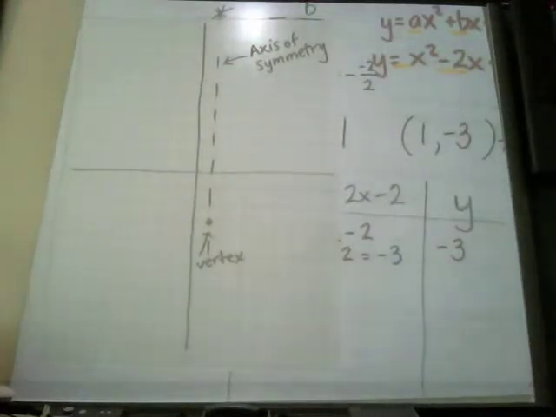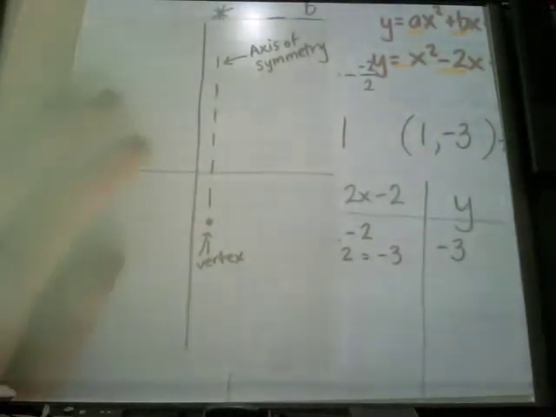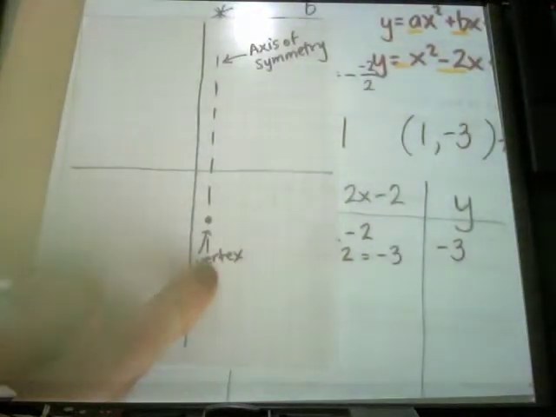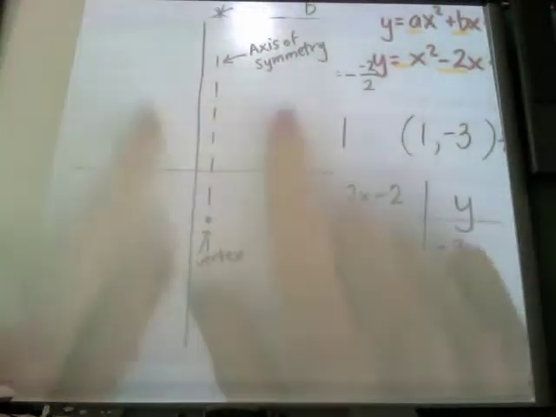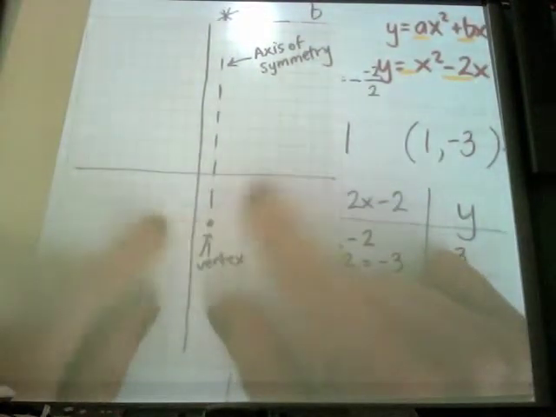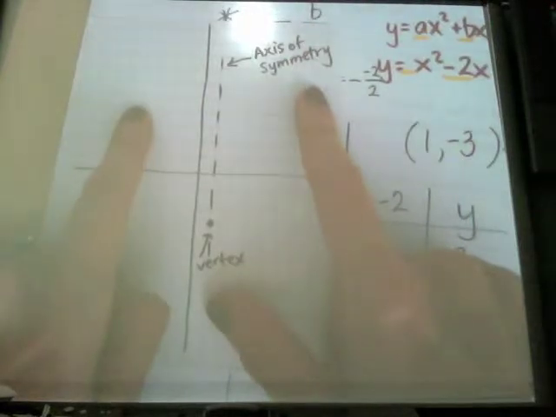It means we don't have to pick so many points. Because we have to pick some values for x, plug them in. We need more points. I don't know what kind of U this is going to be. Is it going to go up? Is it going to go down? Is it going to be really wide and open? Is it going to be skinny? So we're going to need more points. But the axis of symmetry, think of it as an axis like the Earth is on an axis, right? We rotate around the axis. This parabola is going to be symmetrical on both sides, meaning exactly a mirror image.